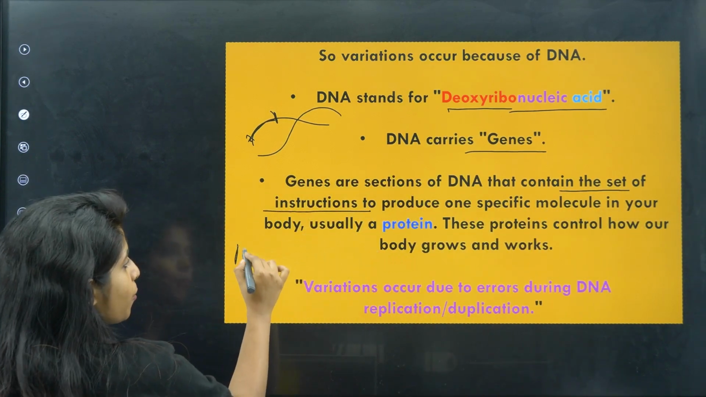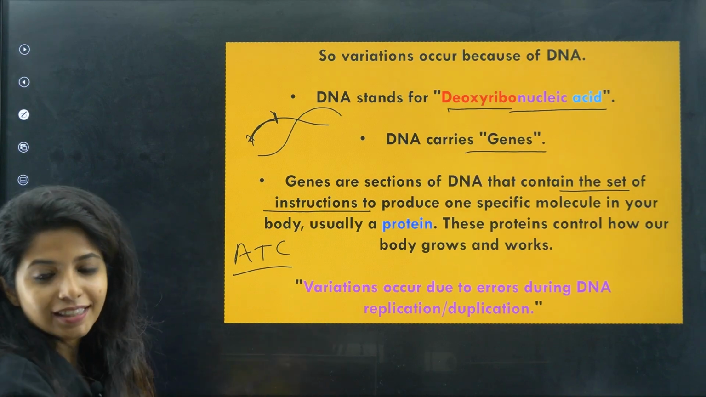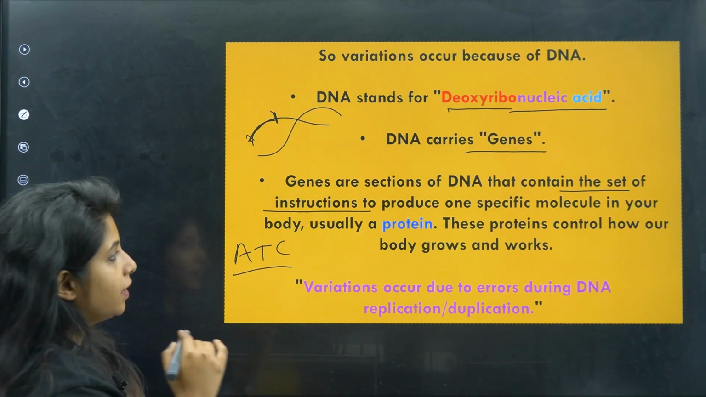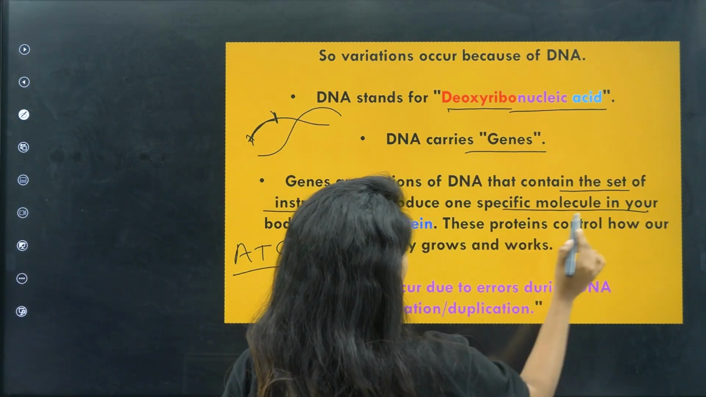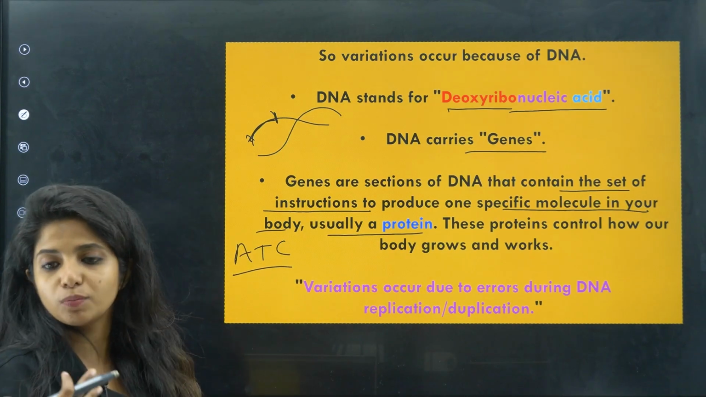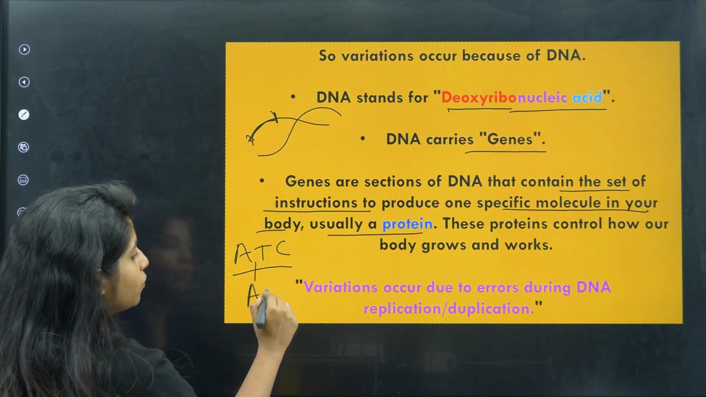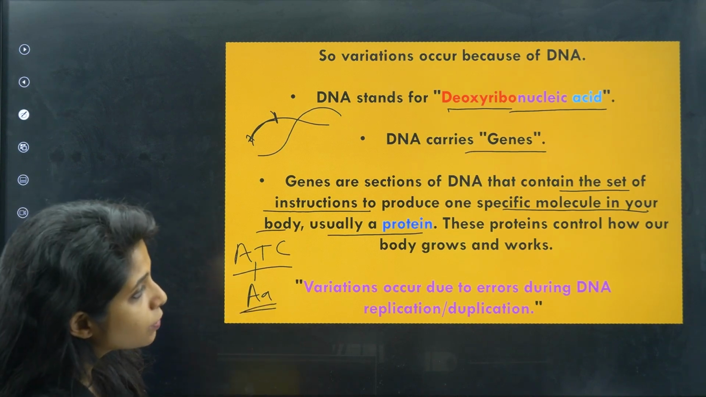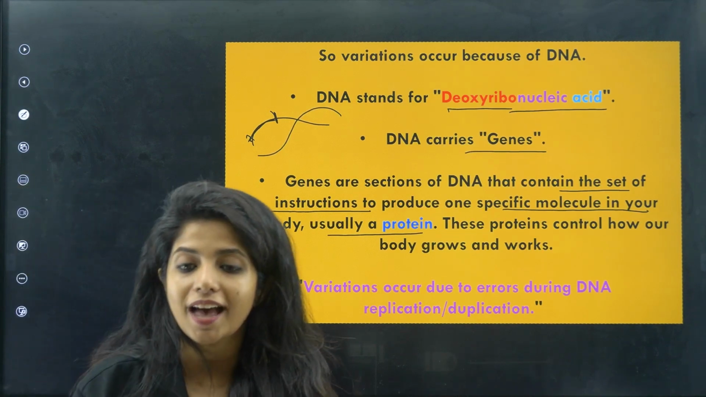What are these instructions in the format of? I told you, these letters. These letters are what? Nitrogen bases. They are used to produce one specific molecule in your body, usually a protein. Usually a protein is being produced, because all of them will be coding for what? Amino acids. These proteins control how your body works and grows.